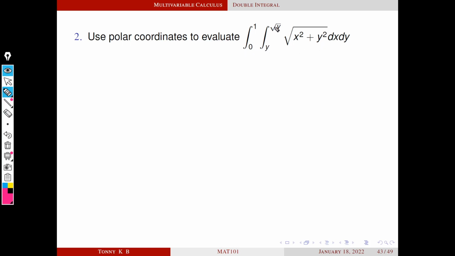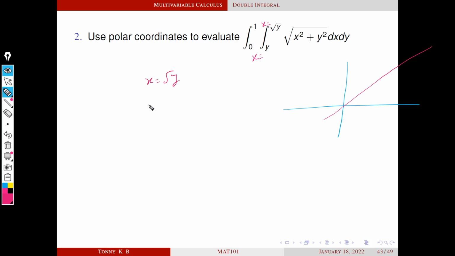This is the change of x, this is the change of y. Here x is varying from y. What is x equal to y? We know that x equal to y is a straight line like this. Its angle is pi by 4, right? And up to x equal to square root of y.